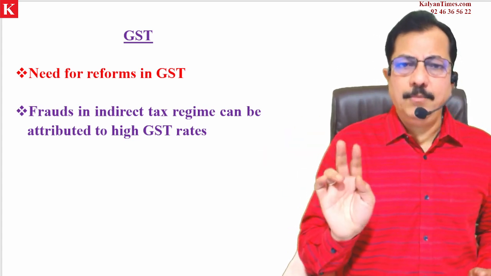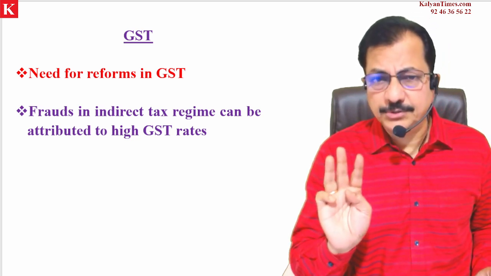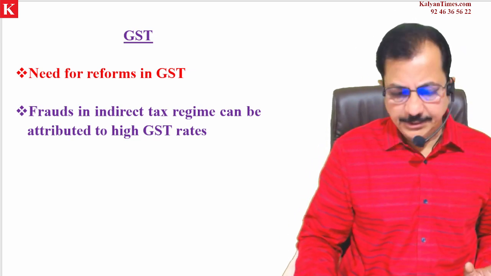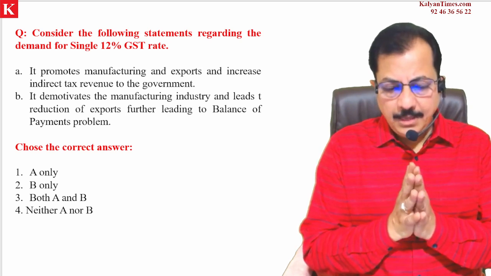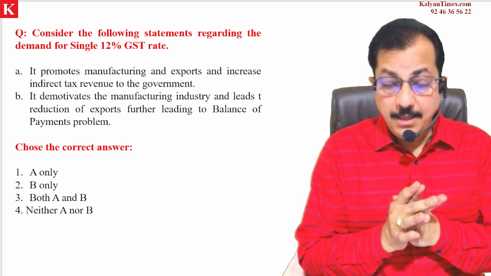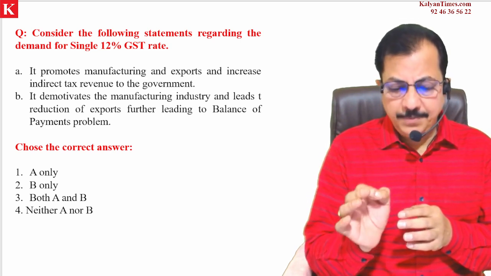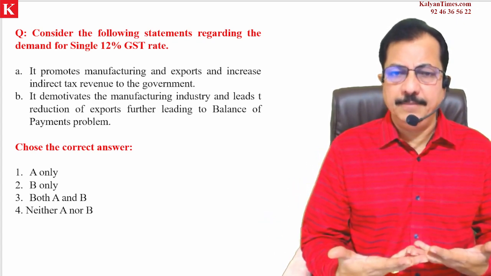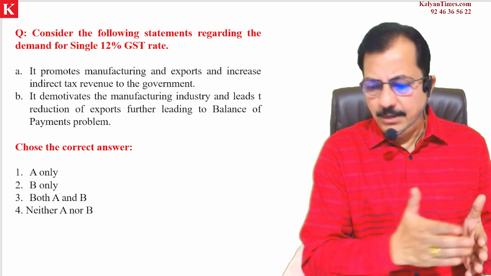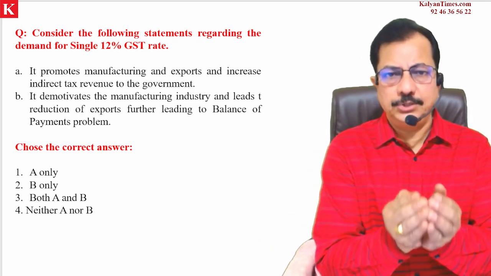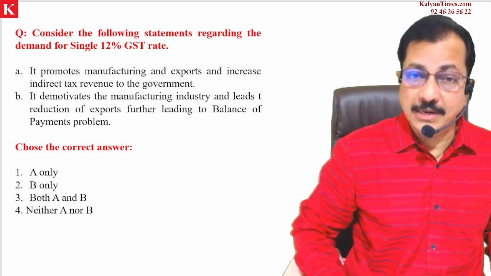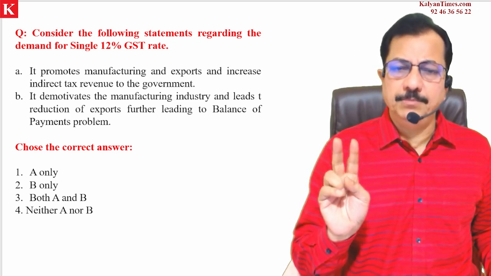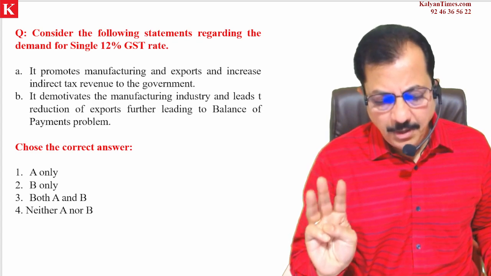As I told you, I am going to discuss altogether 3 questions with you, 2 objective type and 1 descriptive type. Clear? Kindly have a look at this. The first question is: consider the following statements regarding the demand for a single 12% GST rate. Now certain people, like intellectuals such as Shri Vijay Kelkar and some other members, are demanding that all the slabs be removed and only this one 12% slab be introduced. Clear? So you have to consider it. Two statements are given. One statement may be right, or two statements may be correct, or two statements may be wrong. Let's try to understand.